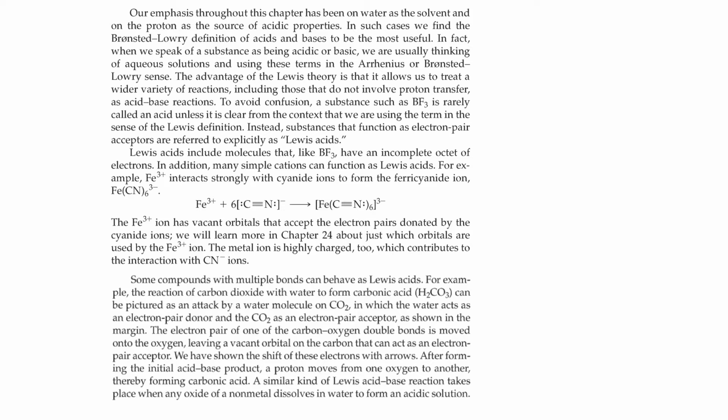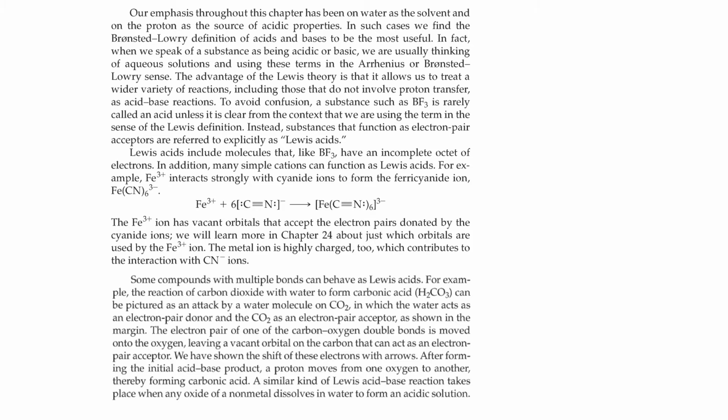Lewis acids include molecules that, like boron trifluoride, have an incomplete octet of electrons. In addition, many simple cations can function as Lewis acids. For example, iron(III) interacts strongly with cyanide ion to form ferricyanide ion. The iron(III) ion has vacant orbitals that accept the electron pairs donated by the cyanide ion. We'll learn more in Chapter 24 about which orbitals are used by the iron(III) ion. The metal ion is highly charged too, which contributes to its interaction with the cyanide ion.